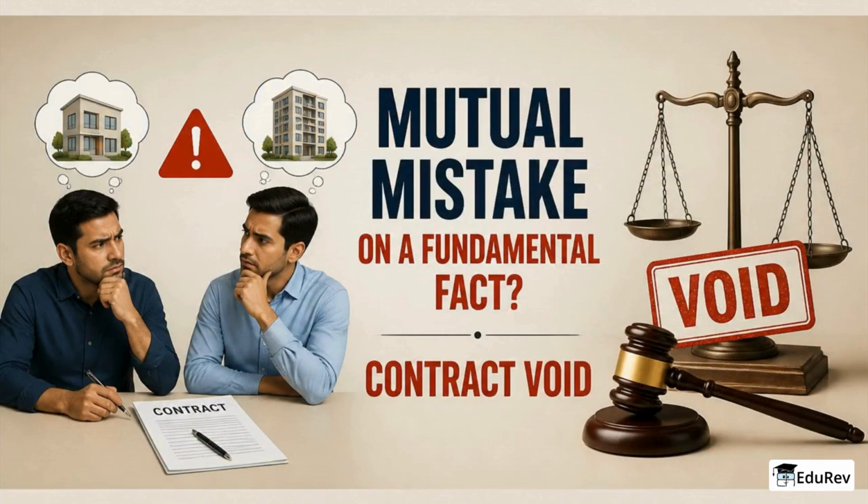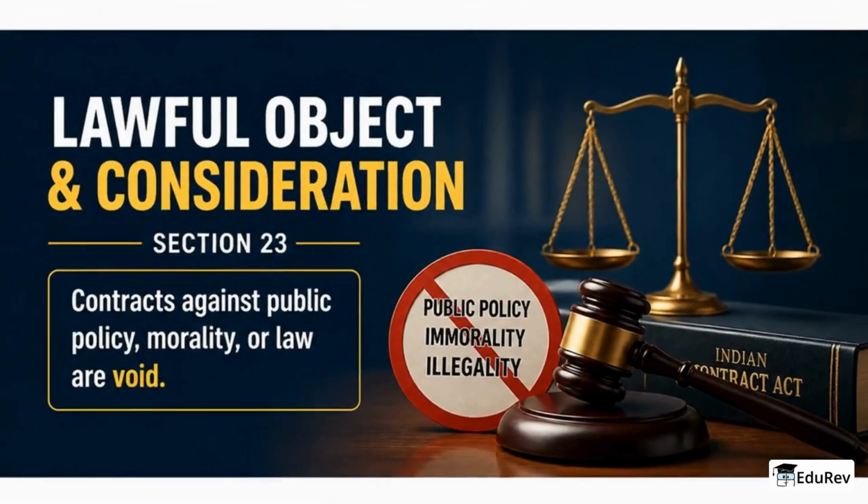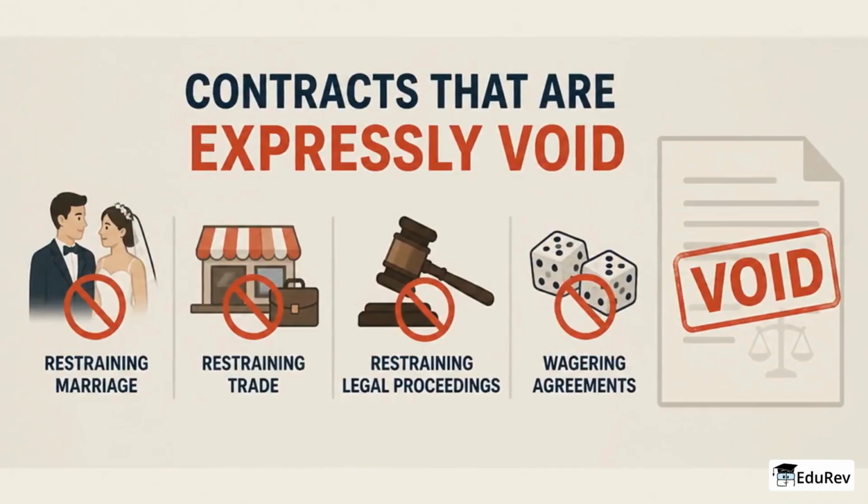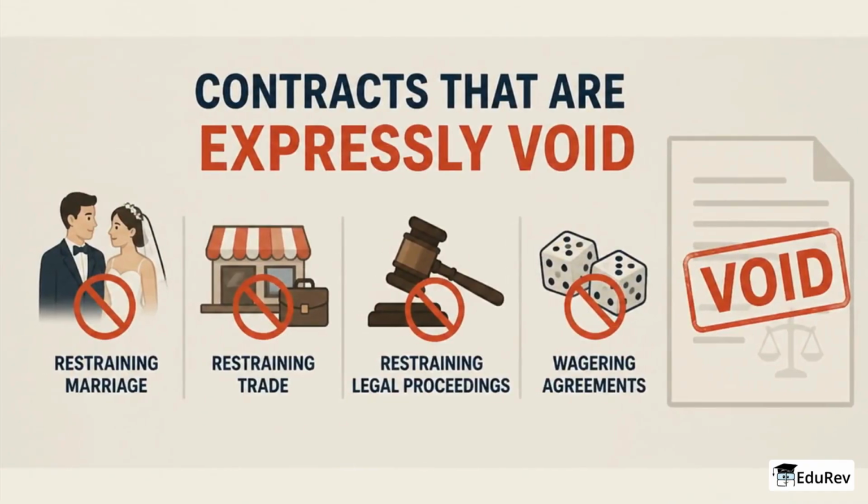Mistake of fact can be fatal when mutual and about a fundamental fact, rendering the contract void, unlike most unilateral mistakes. The object and consideration must be lawful under Section 23, and contracts against public policy, morality, or the law are void. Some contracts are expressly void. For example, those restraining marriage, trade, legal proceedings, or which are wagering agreements, as the Act explains.